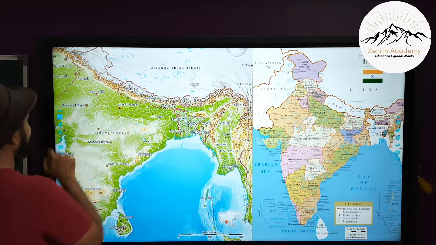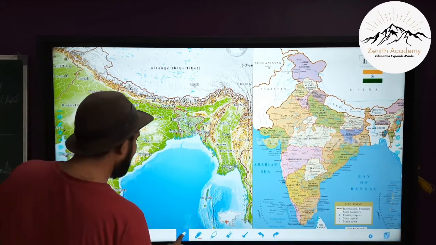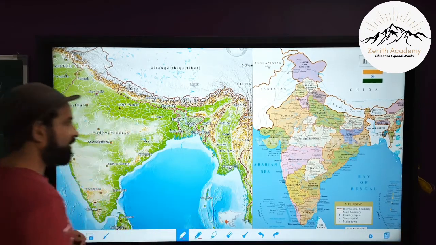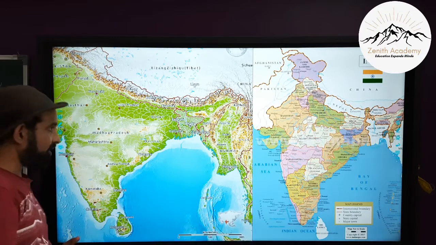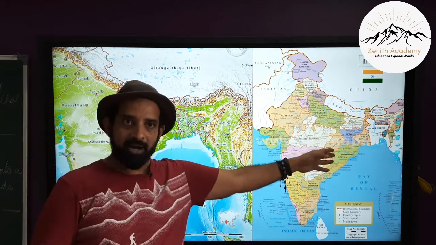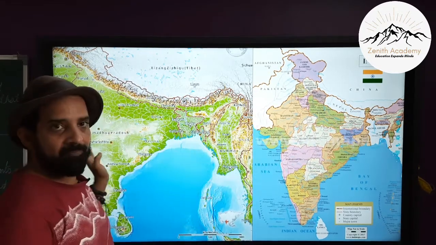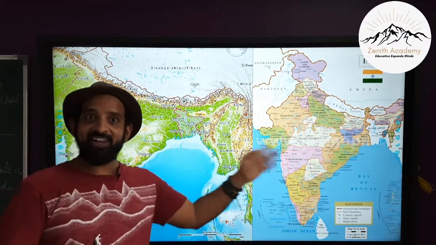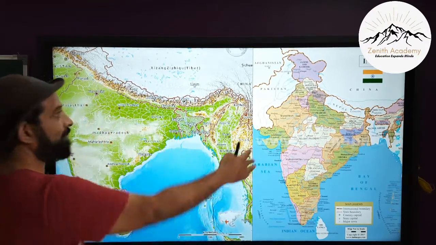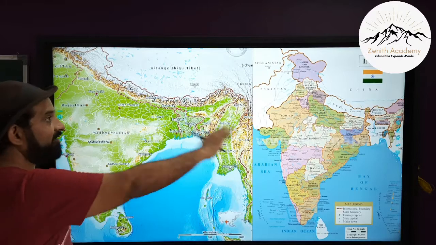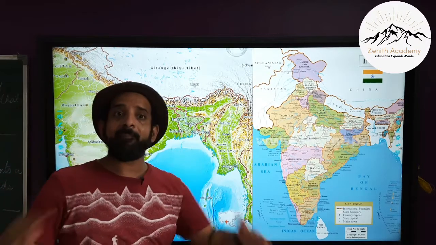The next slide is something where I have just done a comparison between a political map and a physical map of our country. This is a political map. Again, let's revisit. This is a physical map. Now, these are the same country. It's our own country, but look at the difference in the map. You can very clearly see there's a big difference in the way the map is designed.